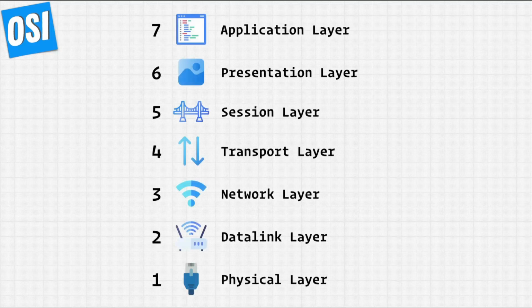So let's go through these 7 layers. You essentially have, starting from the top down, the application layer, the presentation layer, the session layer, transport layer, network layer, data link layer, and the physical layer.